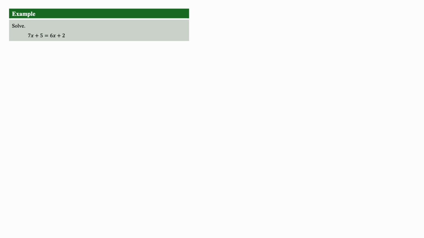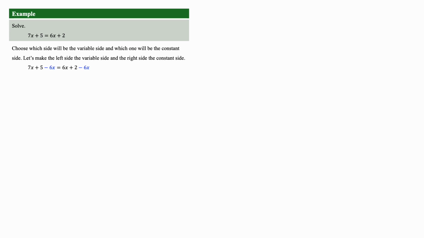In this example, let's solve 7x plus 5 equals 6x plus 2. Now notice that there are variables and constants on both sides of this equation. No problem. Let's choose which side will be our variable side and which side will be the constant. In this case, I'm going to make the left side the variable side and the right side the constant side, just for simplicity. So we subtract 6x from both sides, and we get x on the left side of the equation. We get x plus 5 equals 2. Doing a little bit more simplification, we get x equals negative 3.